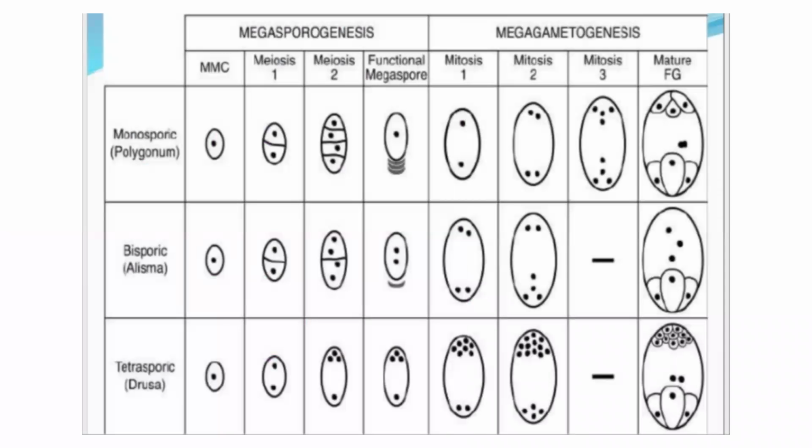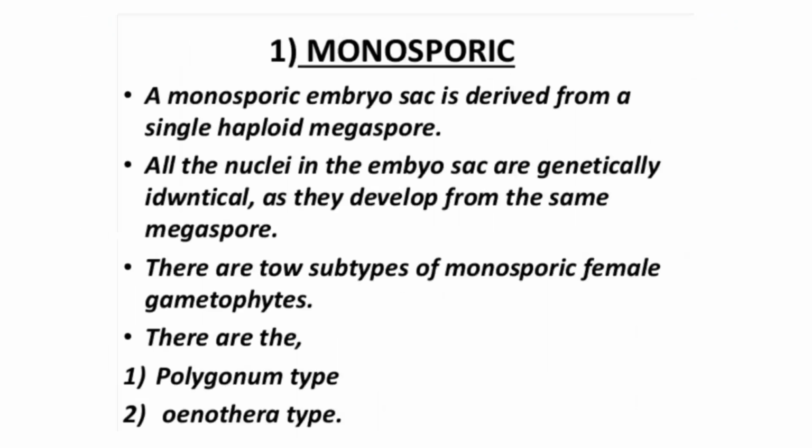So in that, monosporic, bisporic, and tetrasporic. Let us take the types of development of the embryo sac. The embryo sac in angiosperms is at the 8-nucleate and 7-celled stage. We know that. On the basis of the number of megaspore nuclei which take part in embryo sac development, 3 types are recognized: monosporic type, bisporic type, and tetrasporic type.